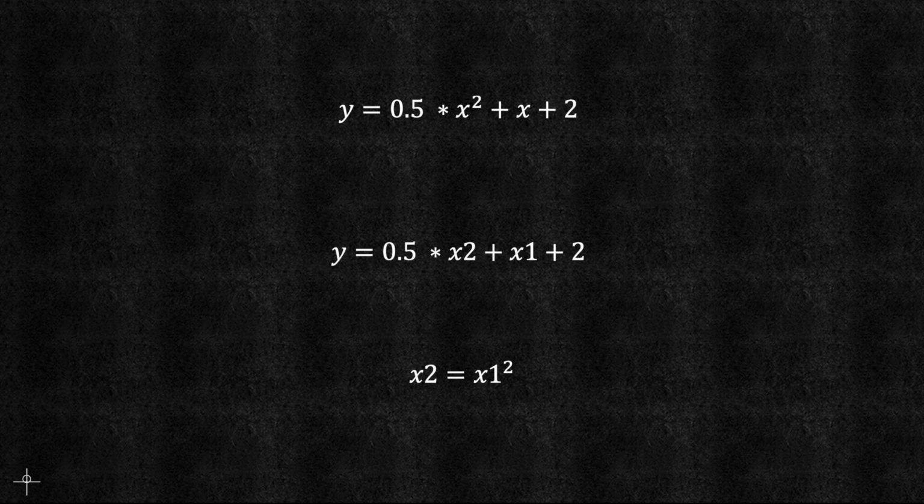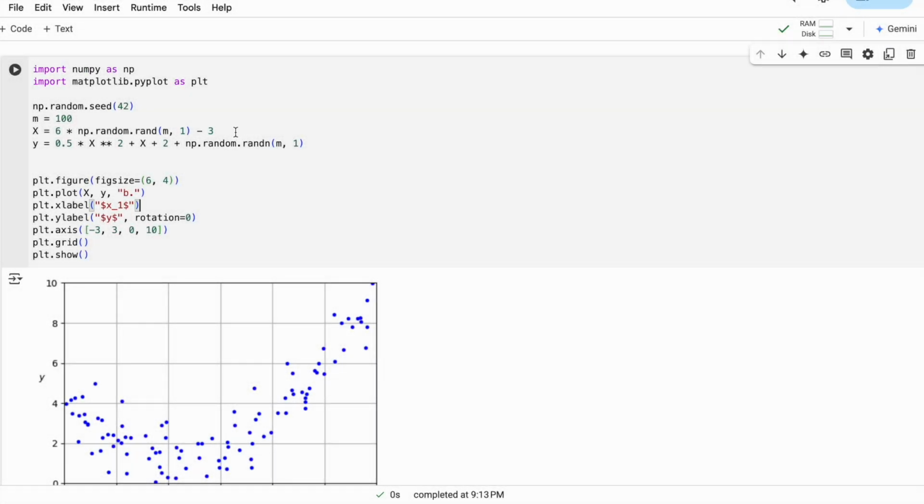y equals 2.5 times x2 plus x1 plus 2 times x0. Here, we treat x2 as an additional feature, which can be computed as x1 squared. This is called polynomial regression. It allows us to use a linear regression model to generate polynomial regression. Let's jump into the code and test it out.